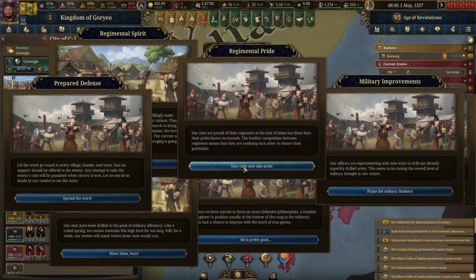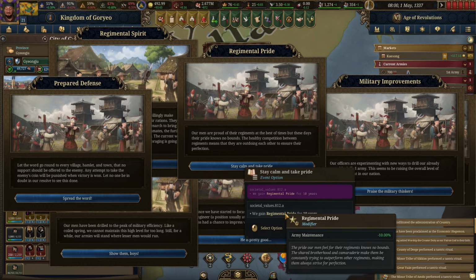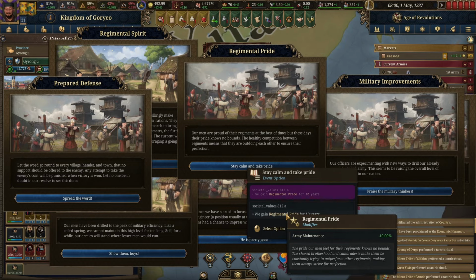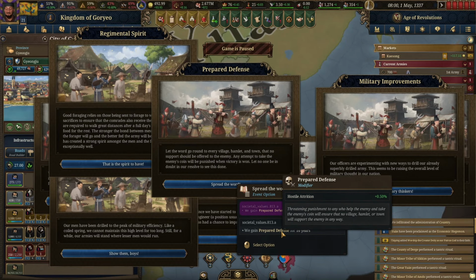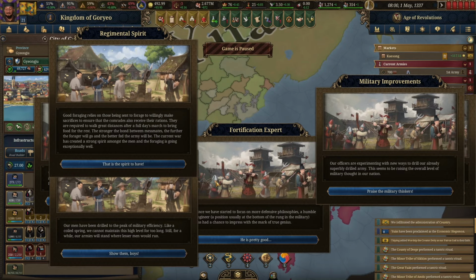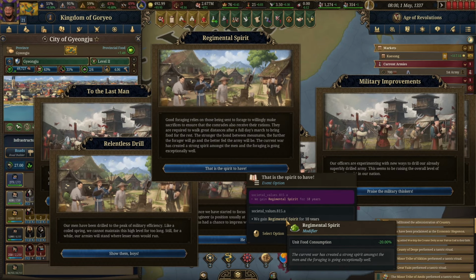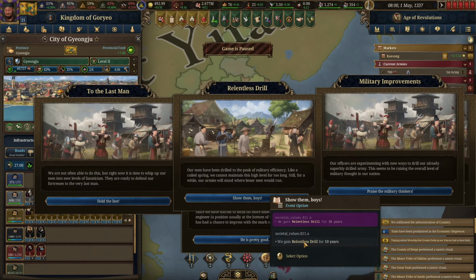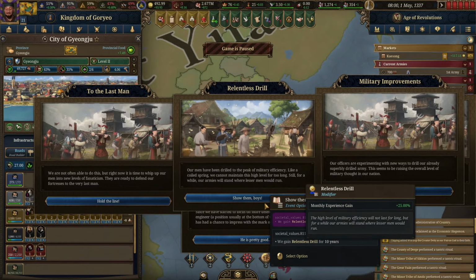On the positive side, we have, as I mentioned, quite a lot. This Regimental Pride, which reduces army maintenance by 10 for 10 years. Prepared Defense, which increases enemy attrition by 0.5 for 10 years. Regimental Spirit, which reduces food consumption by 20% for 10 years. Relentless Drill, which increases the experience your soldiers gain by 20%, 5% for 10 years.